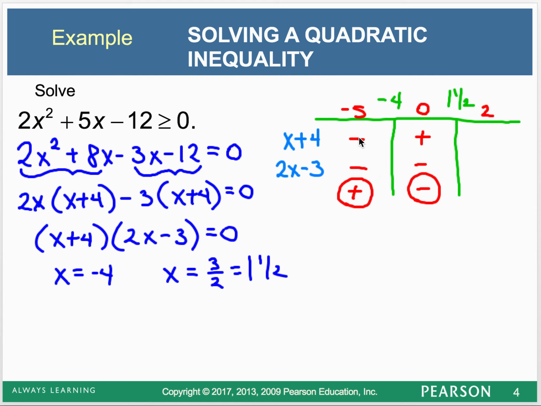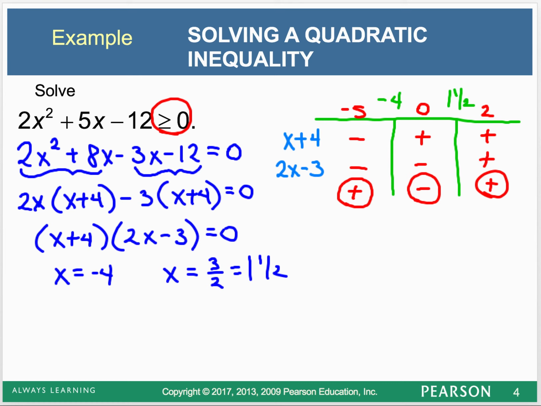If I plug in a 2, 2 plus 4 is a positive number. And if I plug in a 2, 4 minus 3 is a positive number. So a positive times a positive is also a positive. Now, for the first time I go back and look at which parts I actually want. Greater than 0 means positive numbers. All the numbers that are greater than 0 are positive.